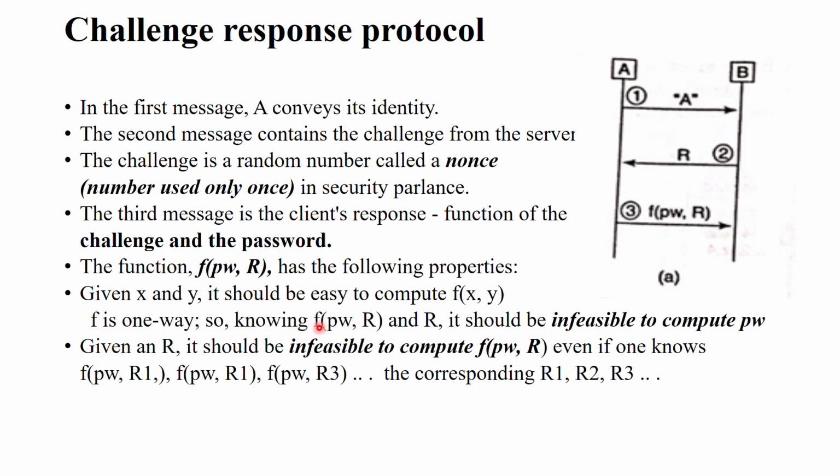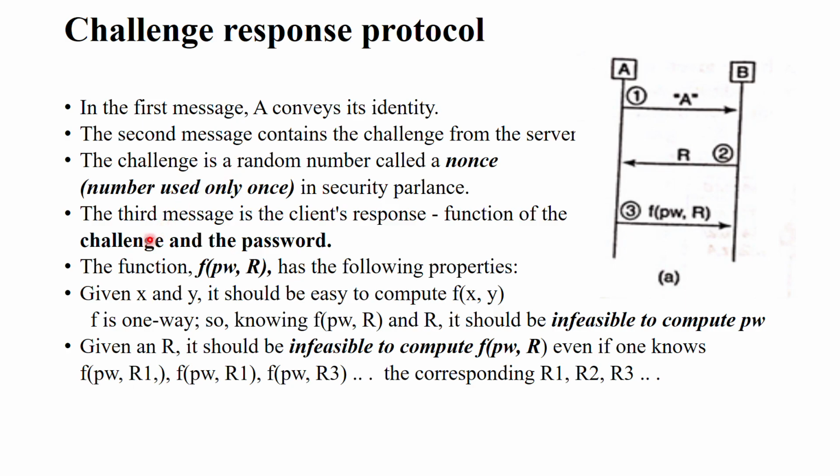So even if you know the hash function and also know the nouns, with the help of the hash function and nouns it is highly impossible to guess what your actual password is. So you have to select the function in such a way that it must be infeasible to compute the password, even if you know the function and also even if you know the nouns. Now how will we decide that?